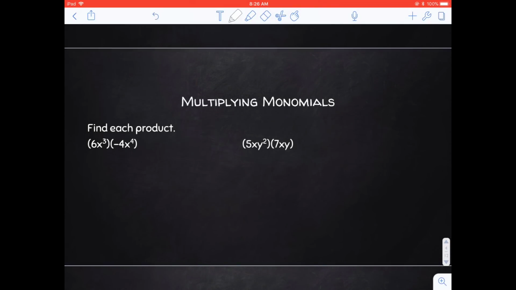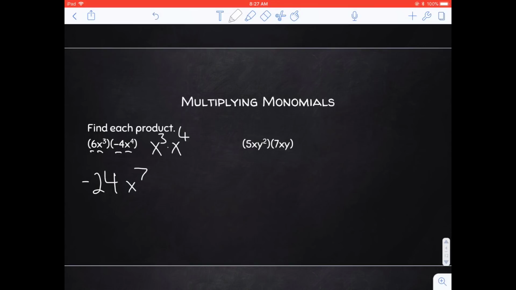Alright, so let's start with just multiplying monomials. As we've done a little bit before, but just dealing with our exponents, now we have some numbers. Fairly straightforward. We deal with our numbers first. So 6 times negative 4 is negative 24. And then we multiply our x's together. And remember, when we are multiplying and the base is the same, we just add our exponents. So this gives us x to the 7th.